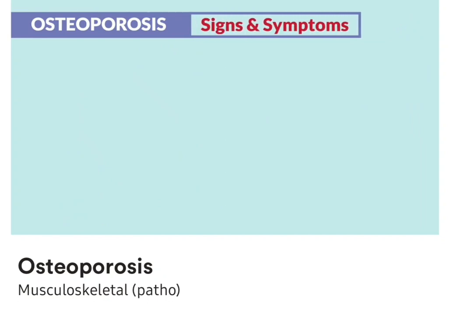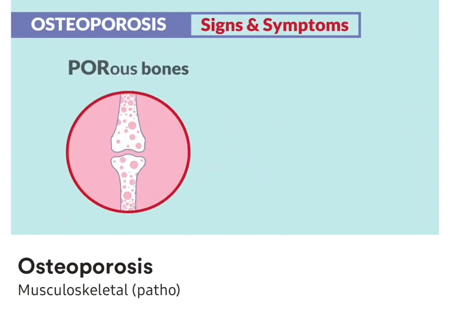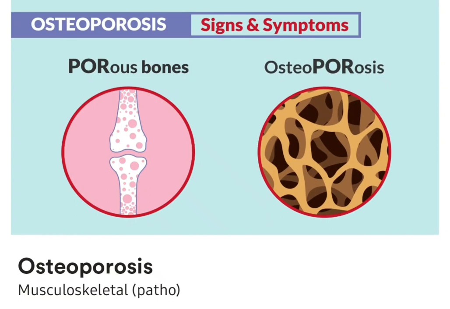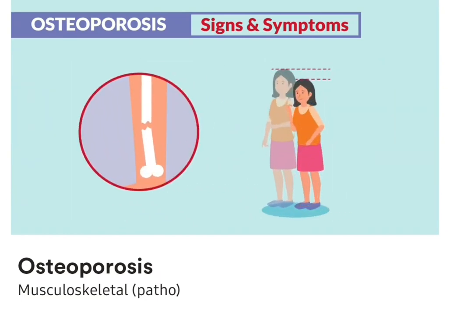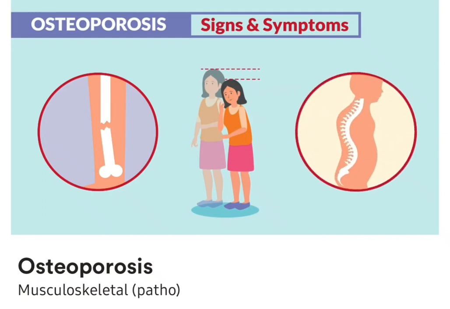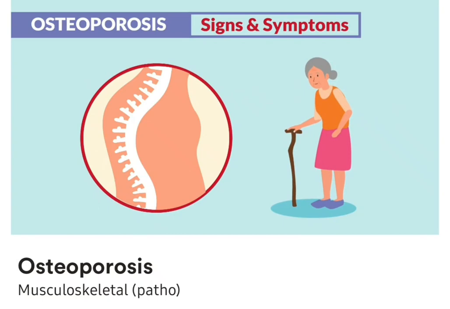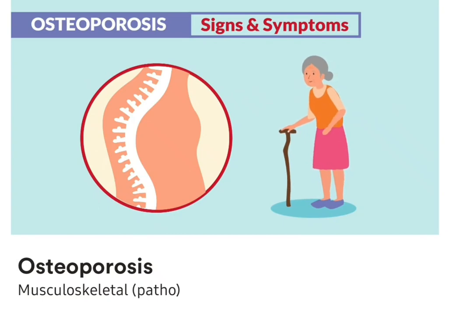Now for signs and symptoms, just think of the patho here. We have porous bones in osteoporosis. So frequent fractures, reduced height, and kyphosis, which is an exaggerated round back, often seen in the elderly population as a curving of the upper back.